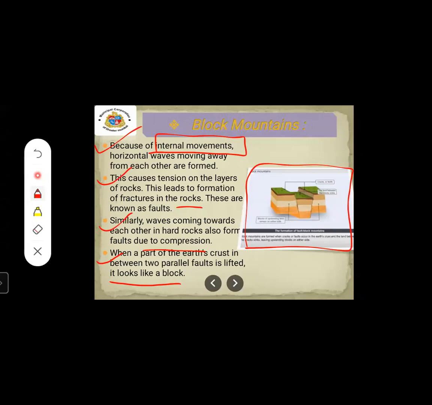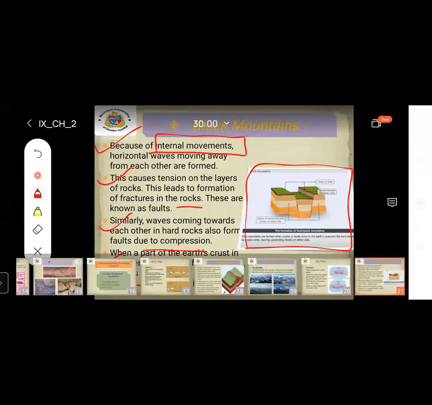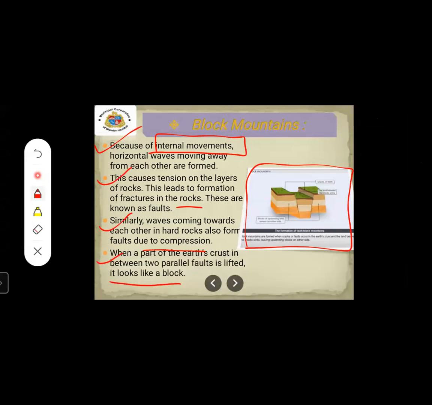When tension is created on the layers of the rock, yes, these are the layers of the rock, it leads to fractures in the rocks. There are fractures in the rock. Yes, that means cracks are there in the rock. Why can the cracks be seen in the rock? Because of the tension on the layers of rocks. These are known as faults.